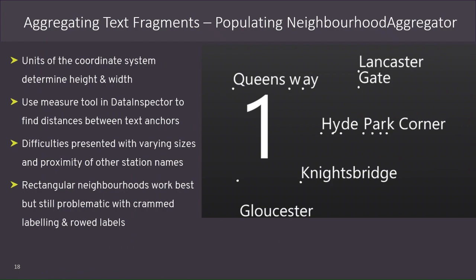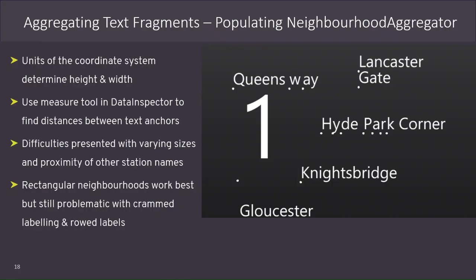So aggregating those text fragments together, the process of this is by using the units of the coordinate system in the data inspector. You can go across and go to different samples, maybe the one that's got the longest spread of text anchors, and figure out how many units it's going from one to the other, and up if there's rows of the label, like Lancaster Gate, for example, and that will determine what your neighborhood size is going to be.